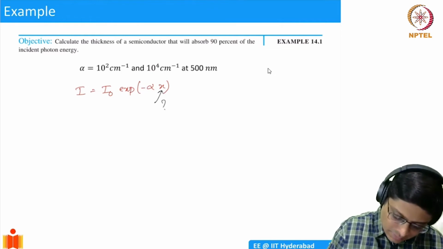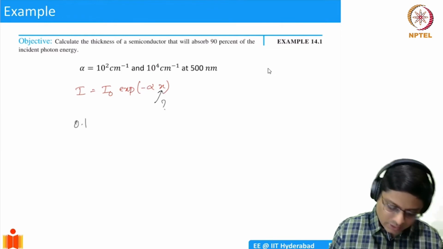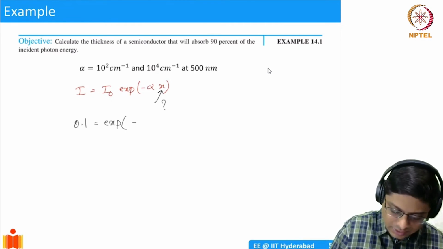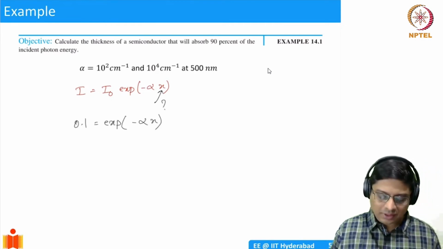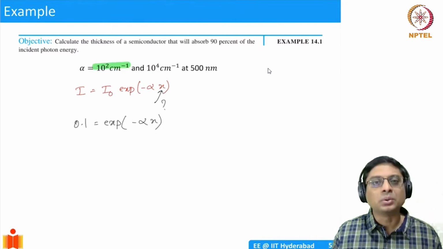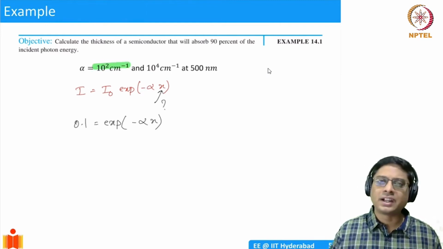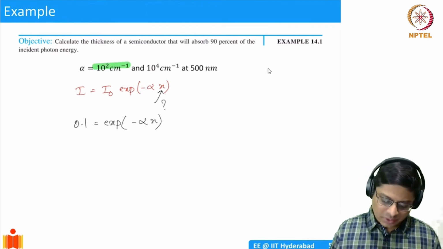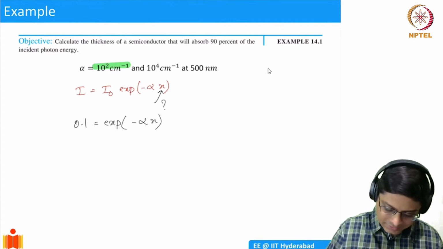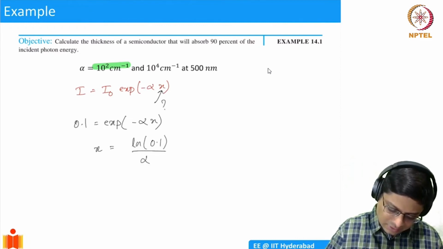Let's say the remaining energy is going to be 0.1, right? So 0.1 equals exponential minus alpha x. So I need to use some alpha. Okay, this number is given, I just copy pasted. Let's say it is 10 power 2 per centimeter at 500 nanometers, just as an example. If you do that, quickly you can calculate this. So the length, or x in this case, is going to be ln of 0.1 divided by alpha in centimeters, right?